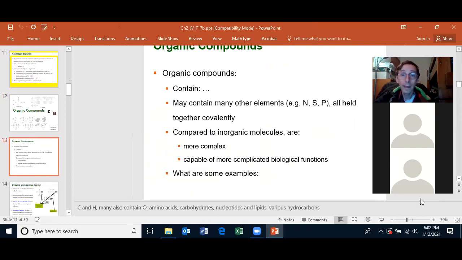All right, organic compounds always contain carbon and hydrogen, always. They may contain oxygen, like amino acids, carbohydrates, nucleotides, lipids. All of them contain oxygen, as well as carbon and hydrogen. The hydrocarbons only contain carbon and hydrogen. So the hydrocarbons are the simplest organic compounds, and hydrocarbons are like things you burn for fuel.